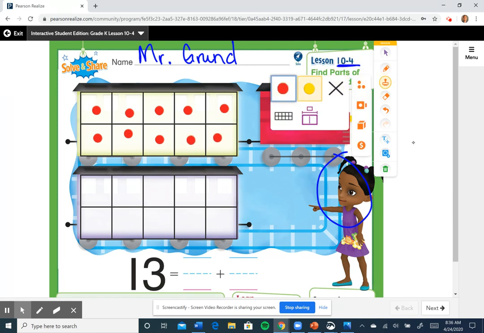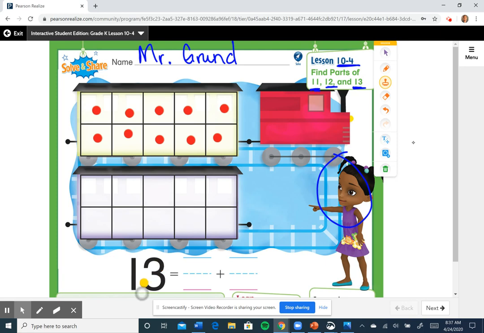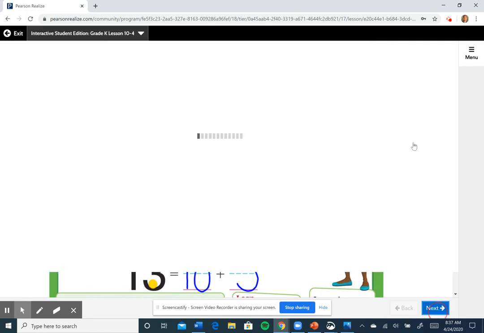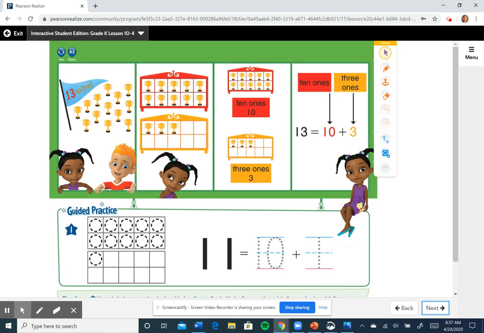So remember, the first car can only have 10. And then we need to get to what number? 13 right there, right? So we're at 10, 11, 12, 13. So I have 10 in this first car. It's completely filled, so I'm writing my 10. How many do I have in my second car? 1, 2, 3. So our equation is 13 equals 10 plus 3. Awesome.